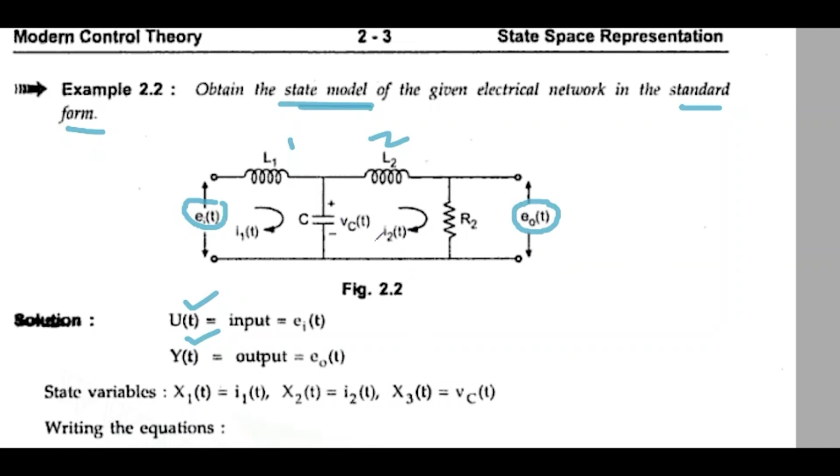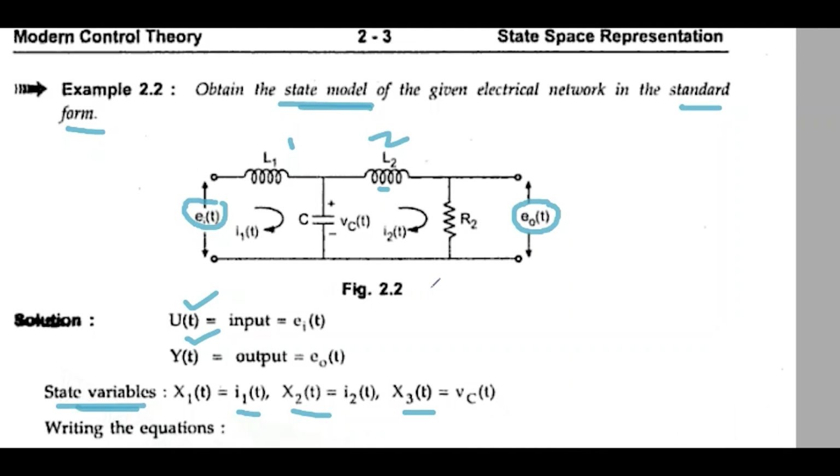Also, we already know the currents and voltages of the energy storage elements are taken as state variables. Here we are having two inductors. The current flowing through inductor 1, that is I1, is taken as one of the state variables, that is x1. The current flowing through inductor 2 is taken as x2. And the voltage across the capacitor is taken as the other state variable, that is x3.